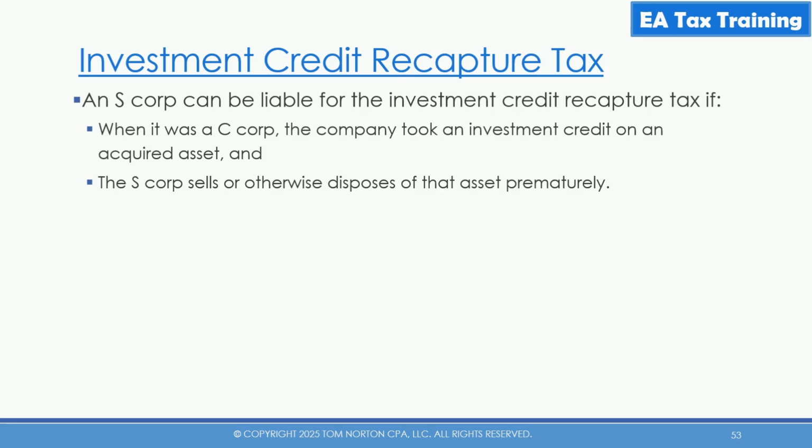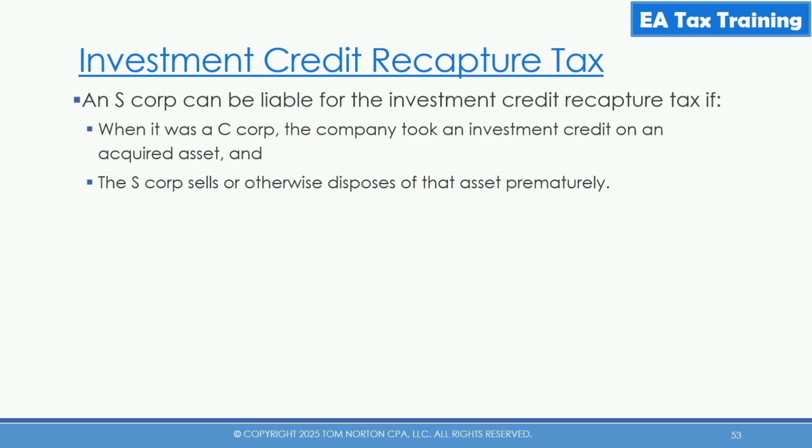The investment credit recapture tax. An S Corp can be liable for the investment credit recapture tax if, when it was a C Corp, the company took an investment credit on an acquired asset and the S Corp sells or otherwise disposes of that asset prematurely. There are certain credits a corporation can get that fall into this category of investment credits. They are reported on Form 3468. If you look up Form 3468 and its instructions, you can see which credits are the investment credit. If you're interested, you don't need to know that for the EA exam.